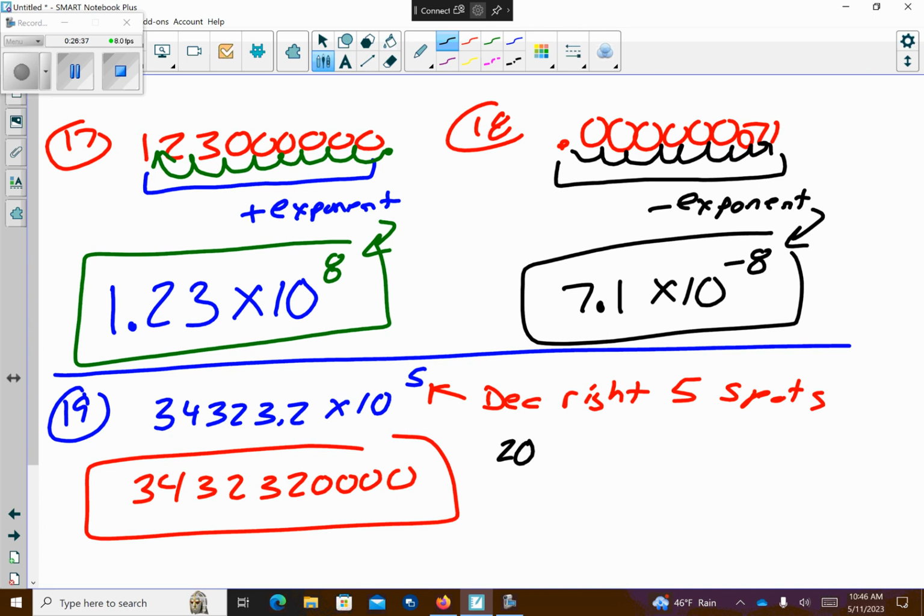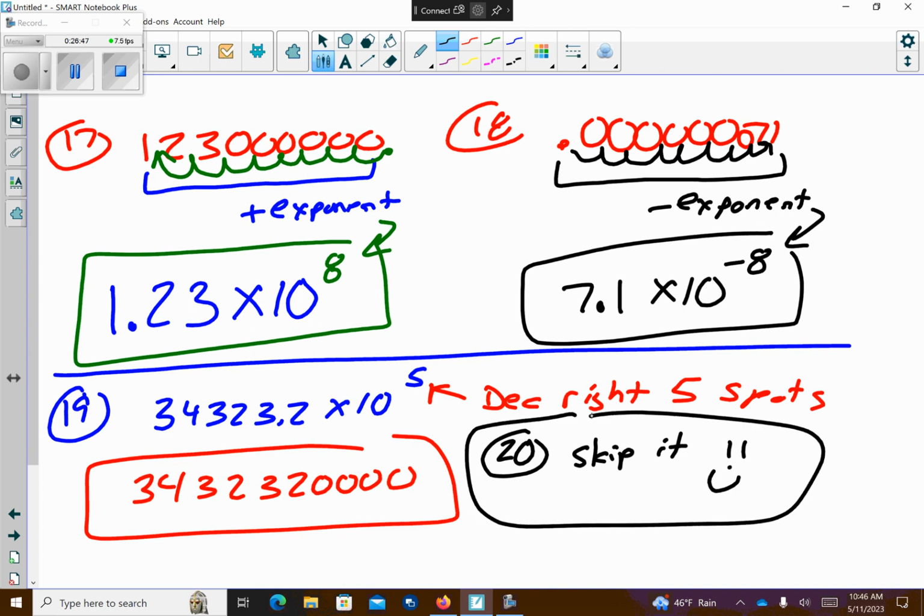For problem number 20, you get to skip it. On the test, I'll have to tell you which problem it is to skip, but you can skip number 20. It's not hard to do. You go 1 times 3, which is 3, add the exponent, so 3 times 10 to the negative 2. But don't worry, I'm not going to put it on there for you. It gets more complex when it's there. Don't worry about it. Is the answer 0.00002?